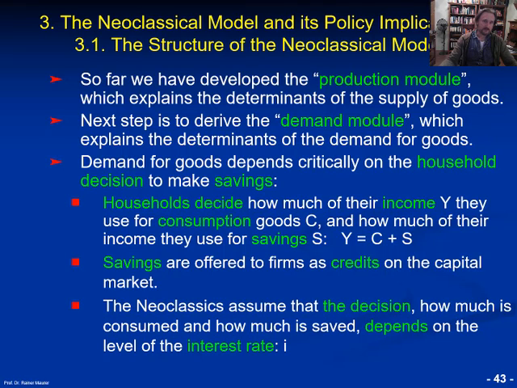So now we have developed the production module of the neoclassical model, which explains the determinants of the supply of goods. So much for this lesson. In the next lesson we will develop the demand module of the neoclassical model.